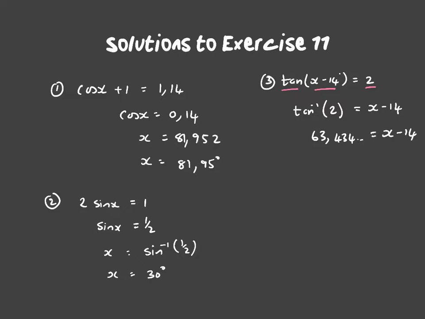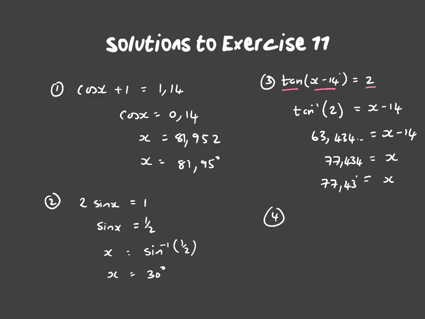What do I do now? I want to get x alone, so I need to add 14 on both sides. So you just have that still on your screen, and on your calculator you don't do anything with it, and you just say plus 14, and then that is equal to 77.434. So in other words, to 2 decimal places, that is 77.43 degrees.